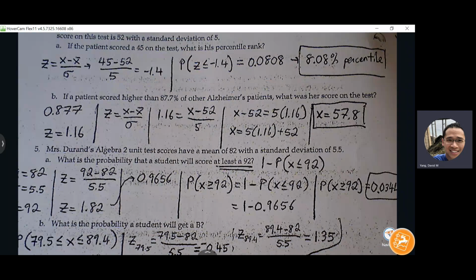We explained it right now. Because a 79.5, the breakpoint, will still round up to an 80. But the 89.4 breakpoint will round down to 89. So technically, they still fall in that B range.